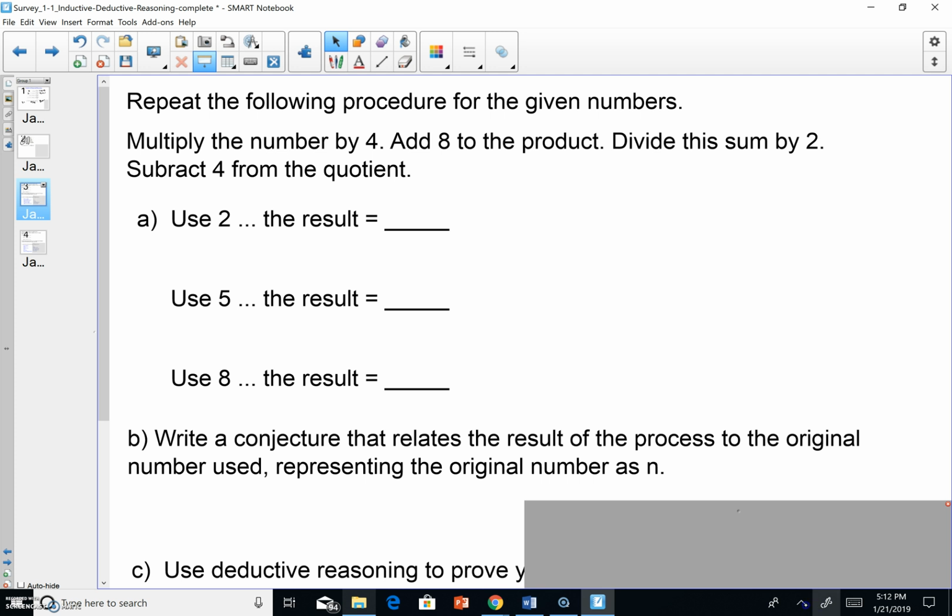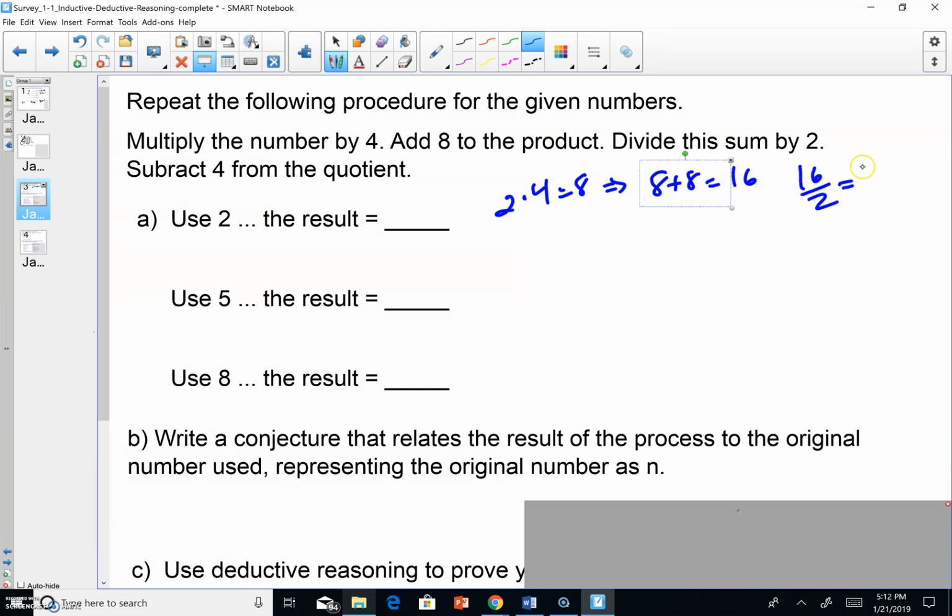All right, so the first one we want to use is 2. So 2 times, let me get a marker here, and I'm going to use blue. So 2 times 4 is going to be 8. And then we're going to, let's see, 8 plus 8, 16. And then it says divide that by 2. So that's going to be 8. And then 8 minus 4 is 4. Right? So my answer here was 4. Now it says try 5. All right, so we're going to do the same thing, go through all these steps again. So 5 times 4, and then add 8.